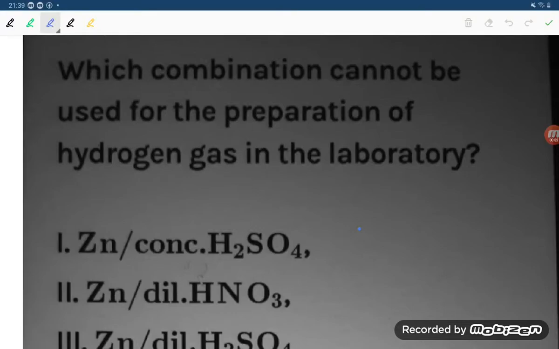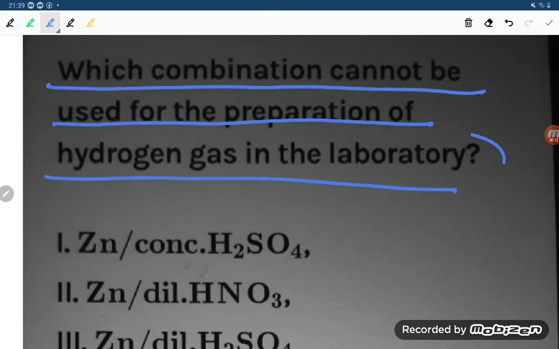Hello students, let us see one problem. The problem is quite a good problem. Which combination cannot be used? The question is: which combination cannot be used for the preparation of hydrogen gas in the laboratory?